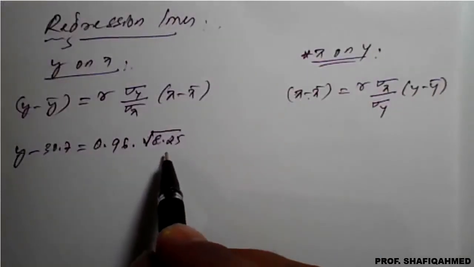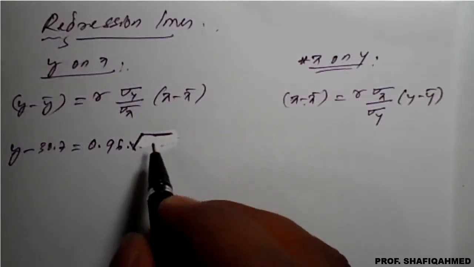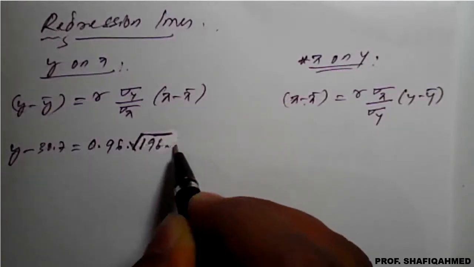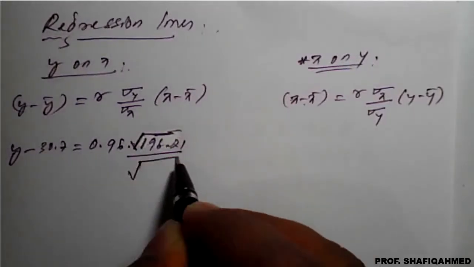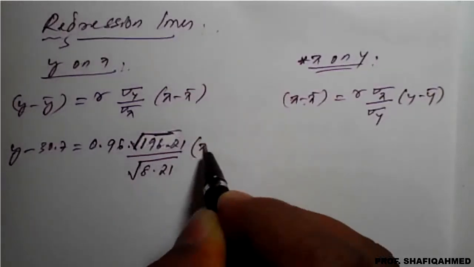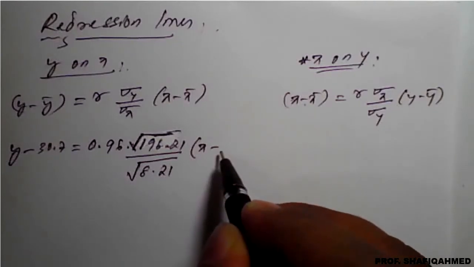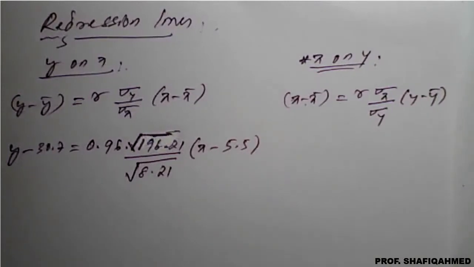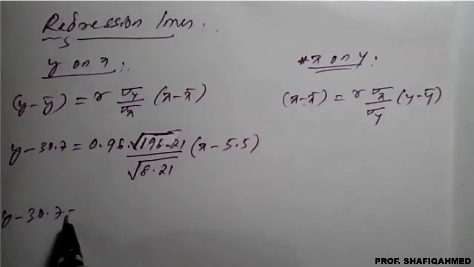We have to correct it. So this standard deviation of y is square root of 196.21 divided by standard deviation of x, which is square root of 8.21, into x minus x bar value. The x bar value we got is 5.5. Fine, so we'll calculate. So y minus 30.7 will keep as it is.